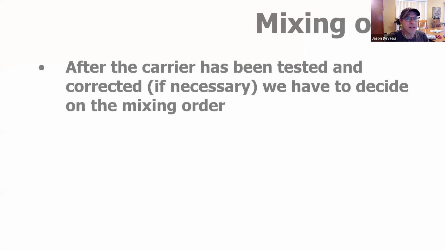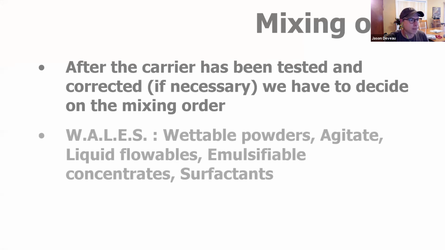So let's hit that for a second. Assuming you have your carrier tested and you know the qualities of the carrier and you've corrected it if necessary, and sometimes you need to, you have to decide on what order you put your products in the tank. And I'm sure a lot of you, I hope a lot of you, have encountered the acronym WALES: wettable powders, agitate, liquid flowables, emulsifiable concentrates, surfactants, WALES. That's supposed to be the die-hard, never-fail order that you add products.